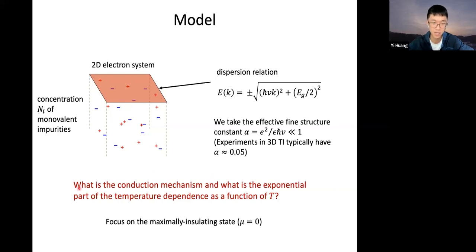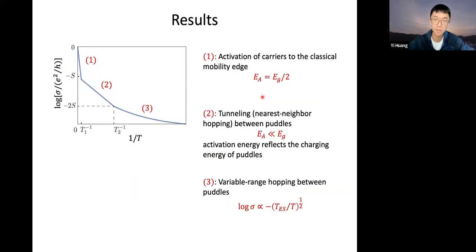We want to answer the question: what is the conduction mechanism, and what is the exponential part of the temperature dependence as a function of temperature? And we focus on the maximally insulating state, which means we put the chemical potential equal to 0 in such a dispersion relation. So let's summarize the result first.